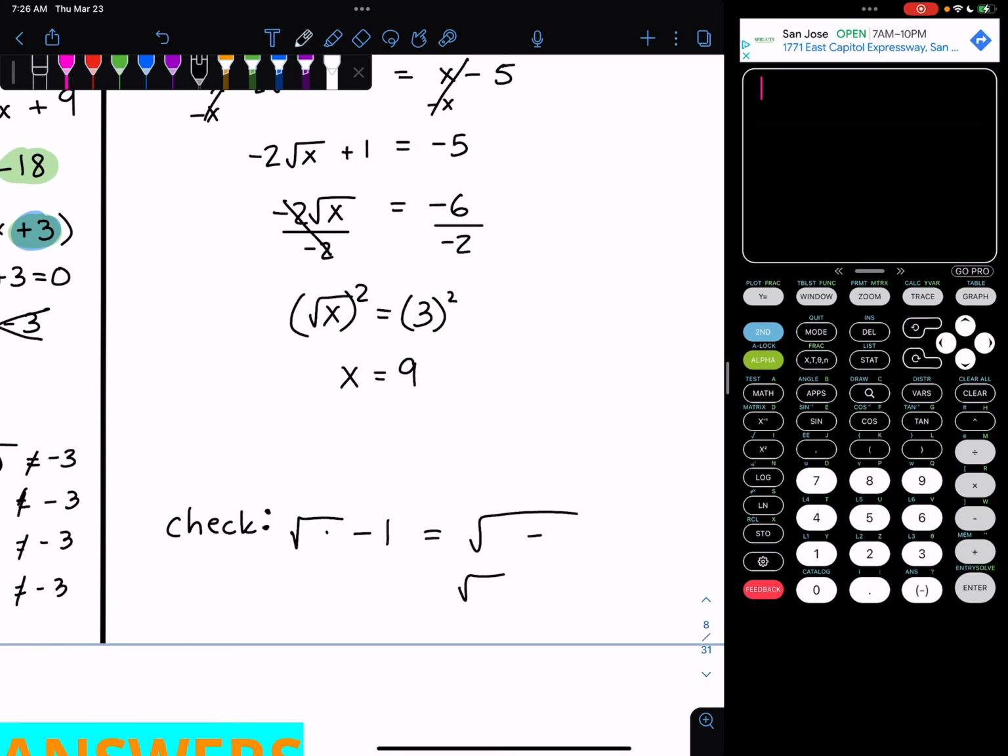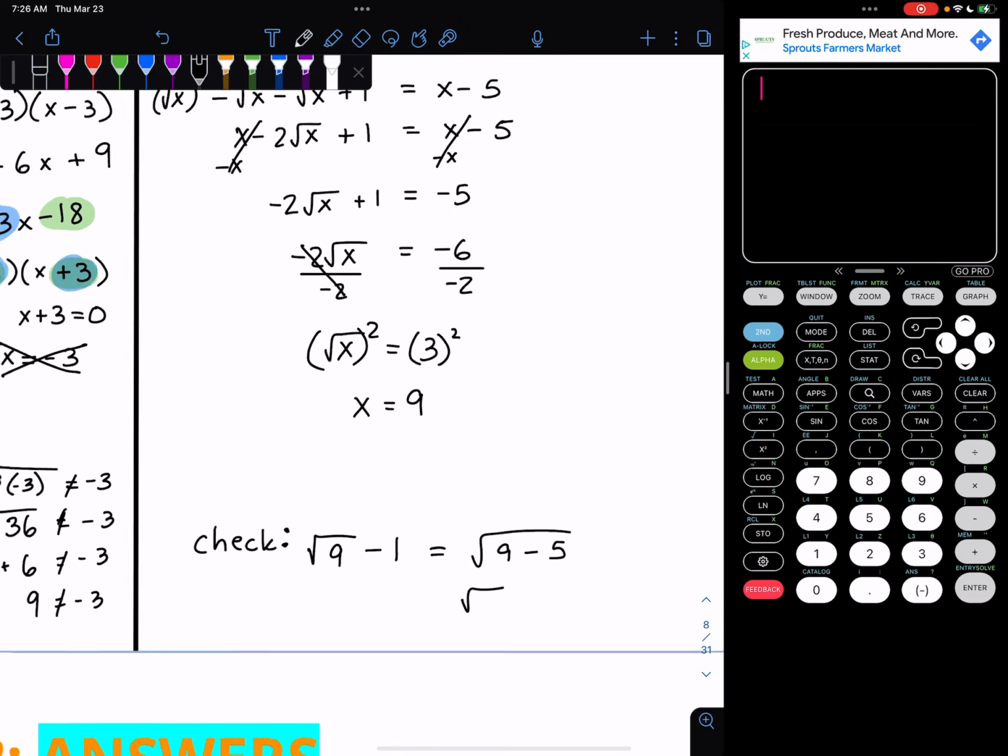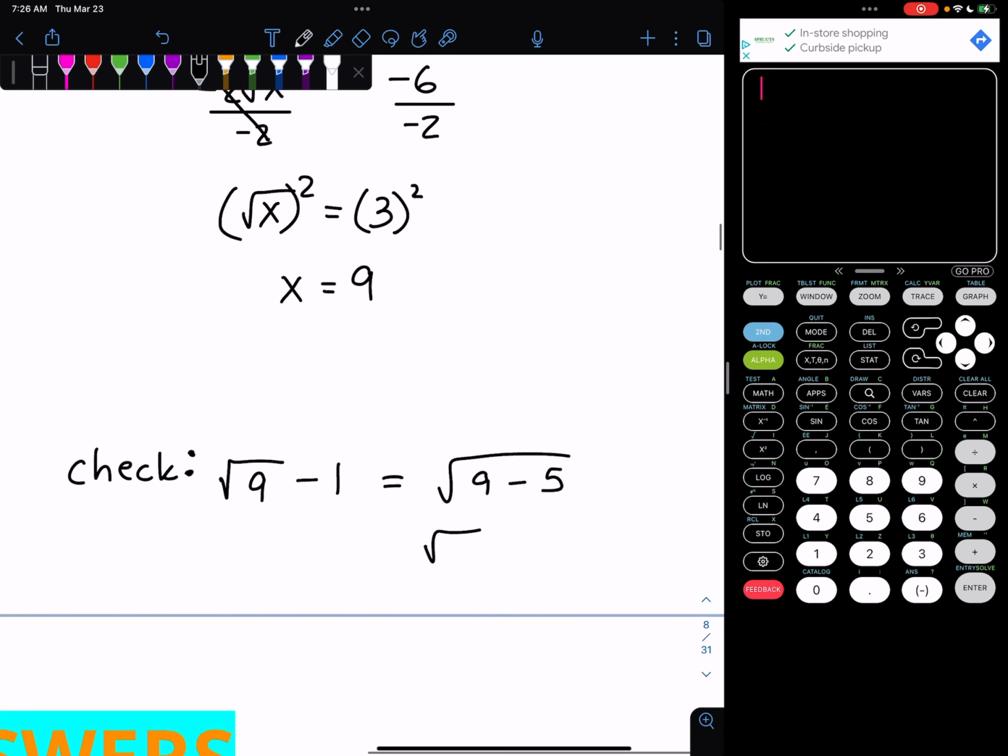So this would be 9. 9 minus, I think this is still 5. All right, 9 minus 5 would be 4, which is 2. This would be 3 minus 1, which is 2. Oh my god, it does work.